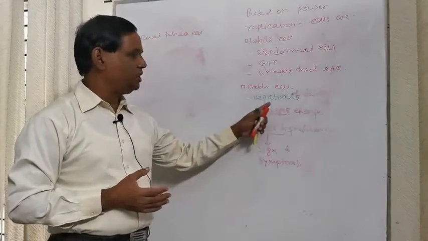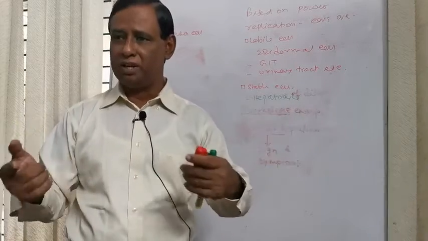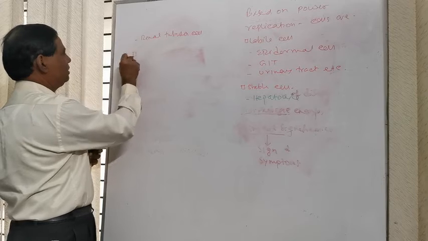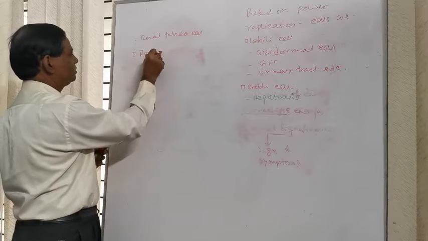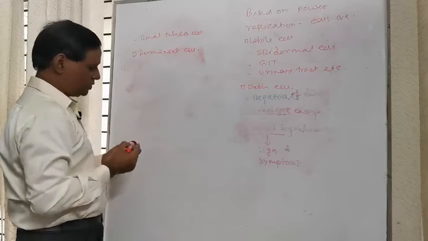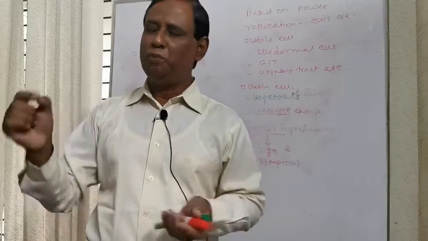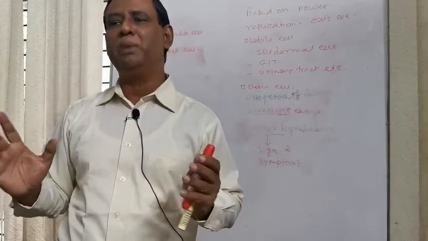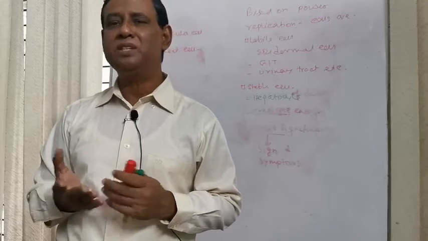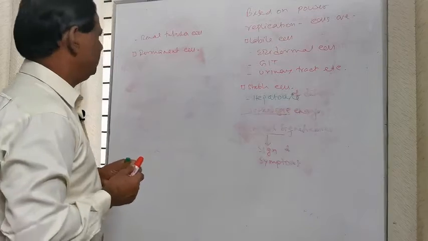The cells can replicate only when stimulated. Stimulation is necrosis or hepatitis. Another is permanent cell. Permanent cell means this cell has got no power of replication. Although you give stimulation, it will never multiply, it will never replicate. Examples: neuron, skeletal muscle, cardiac muscle. So these are the permanent cells.